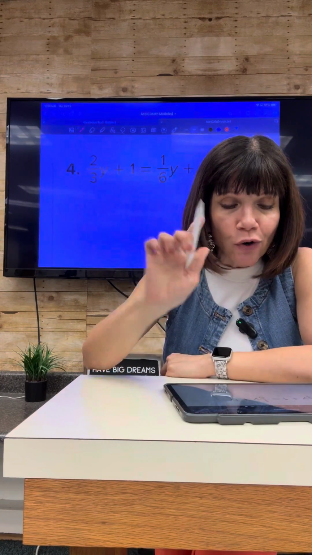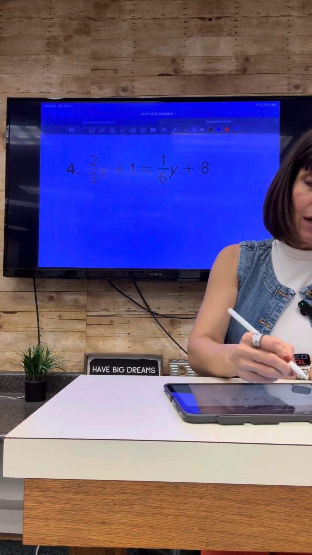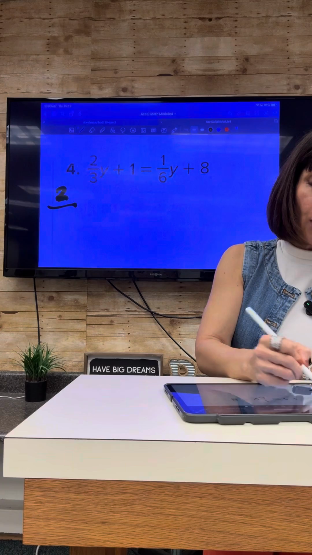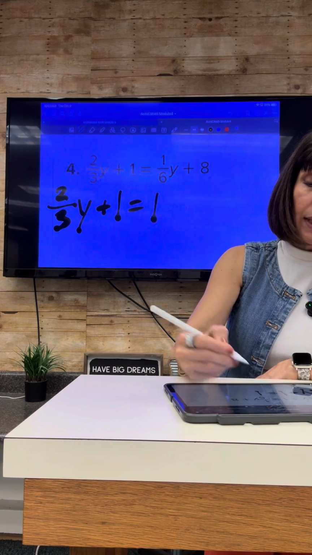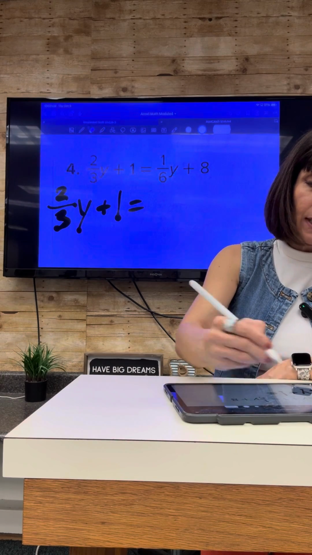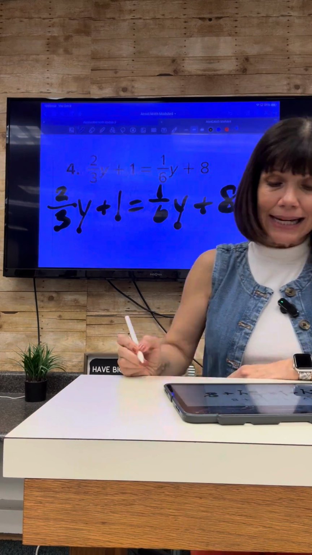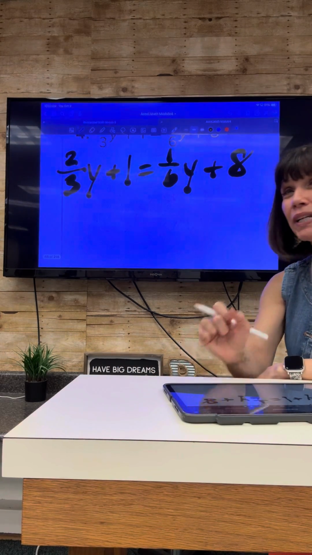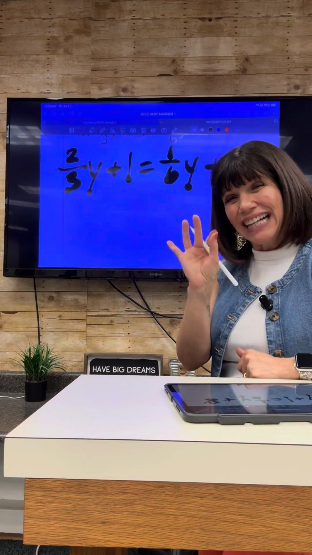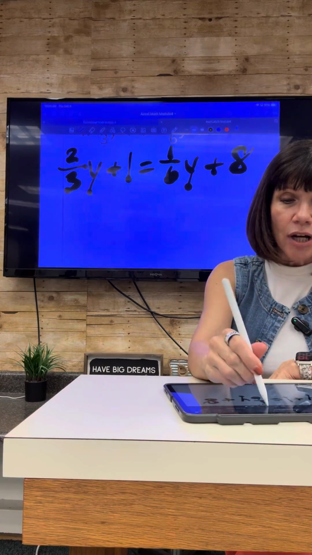Okay, so before we do anything else, please copy what you see. So go ahead and copy 2/3 y plus 1 equaling 1, sorry, almost wrote 1 and 1/6, 1/6 y plus 8. This is what they have given you. I'm going to show you an easier way. You have to work with fractions a tiny bit, but not much. Look at the denominators. What denominators do you see?